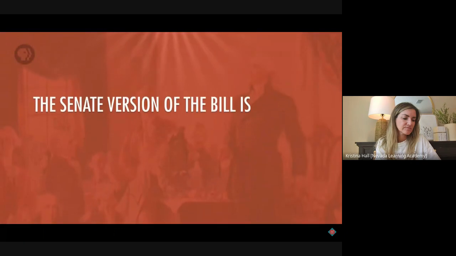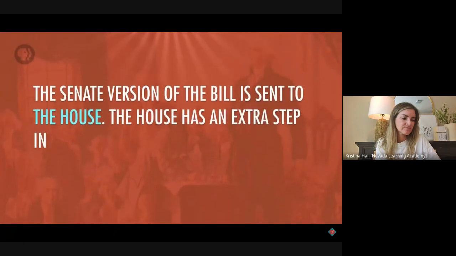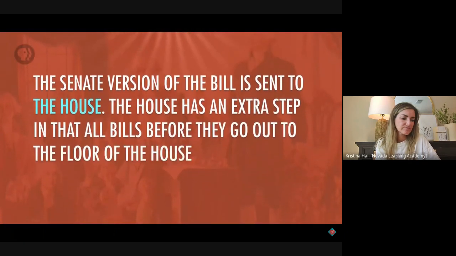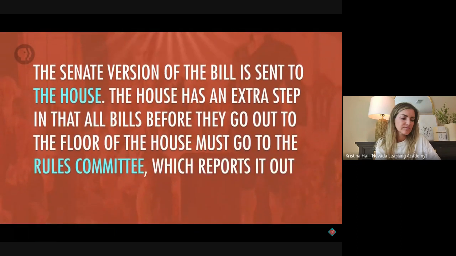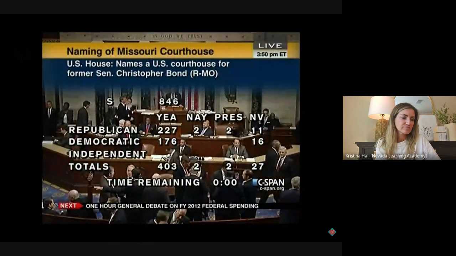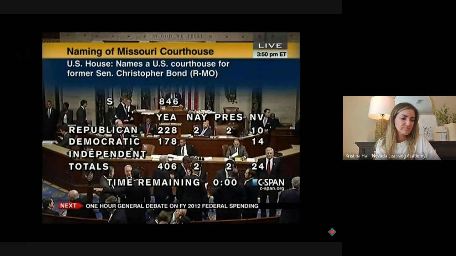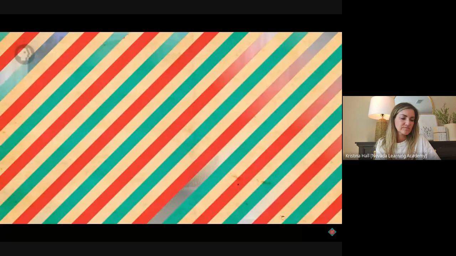The Senate version of the bill is sent to the House. The House has an extra step in that all bills, before they go out to the floor of the House, must go to the Rules Committee, which reports it out to the House. If a bill receives the majority of votes in the House, 238 or more to be exact, it passes. Yay!